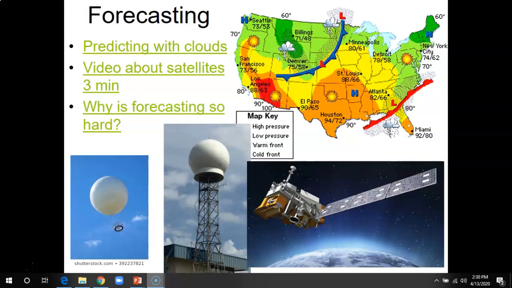Today we were talking about forecasting the weather. Weather forecasting, also called meteorology, is not easy. It's not easy to do, which means it's also not very easy to teach about. You've probably noticed this with news forecasts.